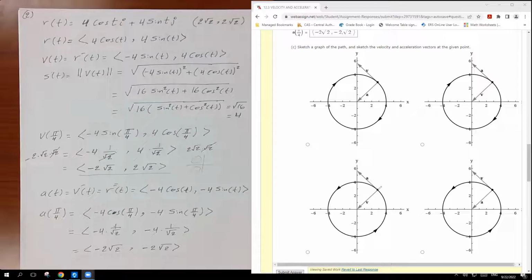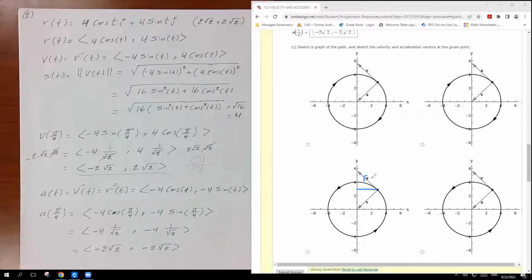So now, if I want to graph my velocity, which is negative 2 square root of 2 for the x, that means I'm going to go to the left side. I'm going to go to the left, and here's the distance to the left. Then if I want to graph the y, that means I'm going to go up. So the velocity vector is going to be like this one.